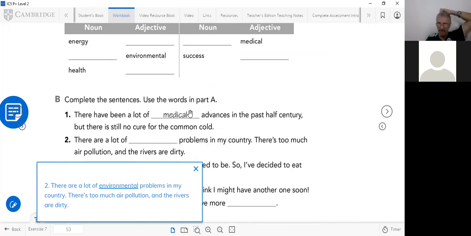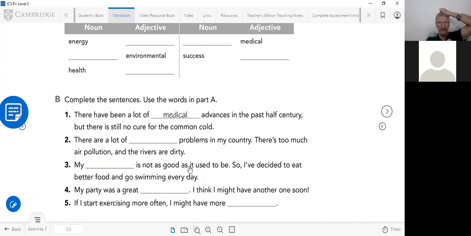And you are describing the problems. And environmental is the adjective that describes the problem, okay? You understand the idea? So let's continue with number 3. Observe what you are talking about. You're talking about food, better food, okay? Eat better food, and swimming, exercise. What are you talking about?